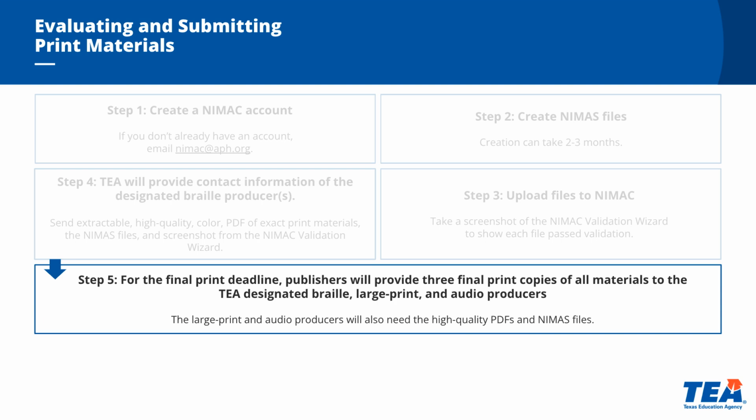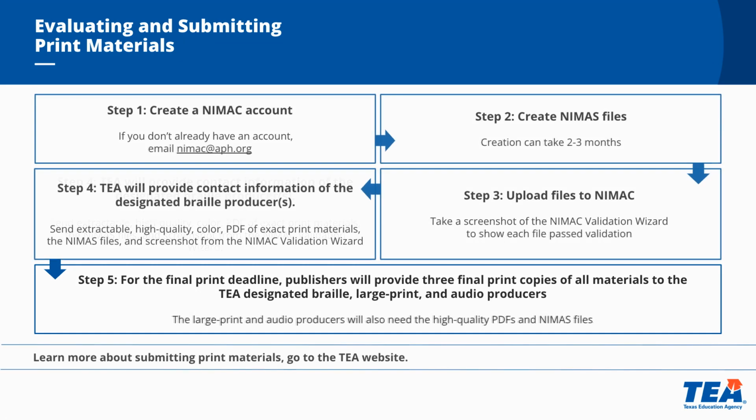Note: if any changes are made to print materials prior to the final print deadline, a complete list of side-by-side changes to the materials, along with updated PDFs and NIMAS files, will need to be submitted to the Braille producers when final print copies are submitted to them. Finally, corrected NIMAS files will also need to be submitted to the NIMAC if any changes were made. You can learn more about this process in the current accessibility guidelines for publishers.